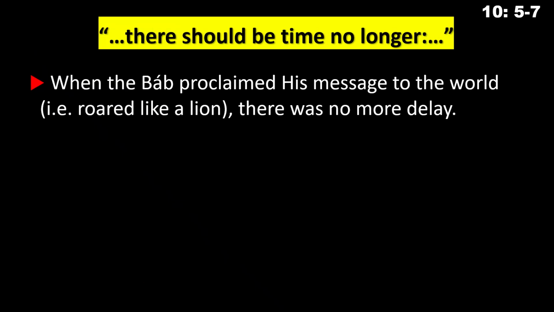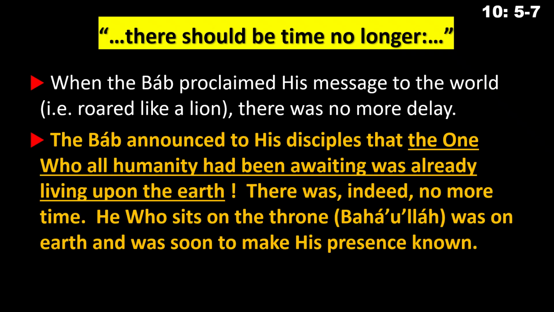In verse 6 it states, "There should be time no longer." What does that mean? When the Bab proclaimed his message to the world, meaning he roared like a lion, there was no more delay. The Bab announced to his disciples that the one who all humanity had been awaiting was already living upon the earth. There was indeed no more time. Baha'u'llah did not proclaim his divine station until 19 years after the Bab's declaration.